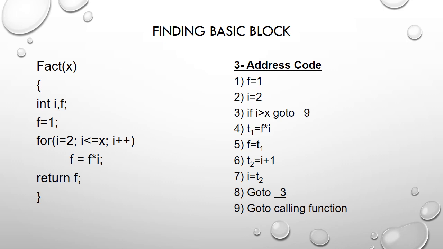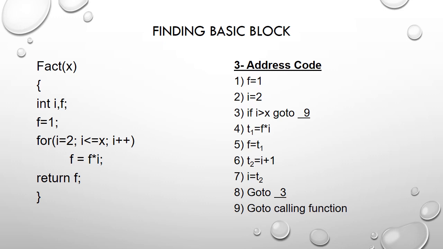If i is less than or equal to x, the condition is true. If i is greater than x, the condition is not true. So the third line says if i is greater than x, it means the condition is false, and we go to some statement. By backpatching, we will write the statement number. Here you can see that 9 statements are written and the last statement is 9. So if i is greater than x, the condition is false, and you have to go to statement number 9, according to the loop.